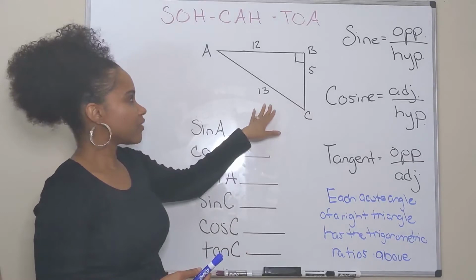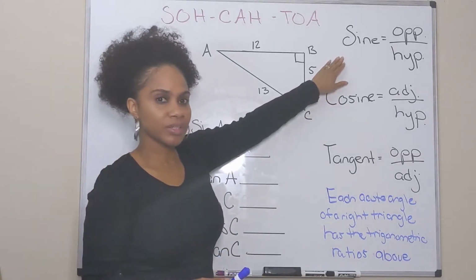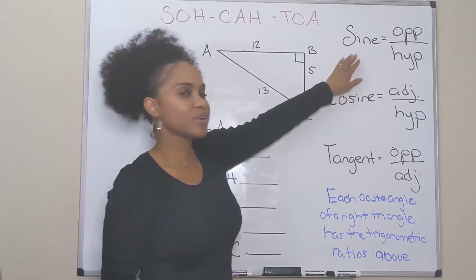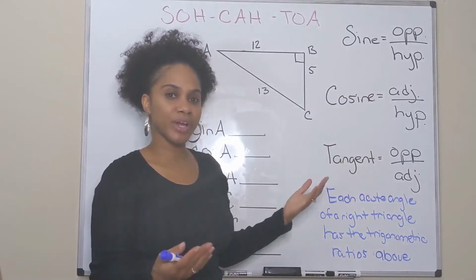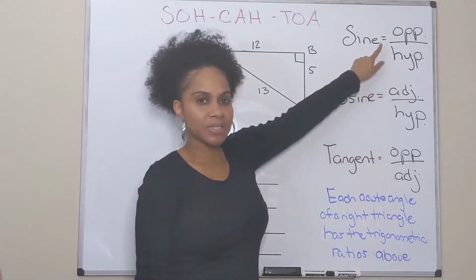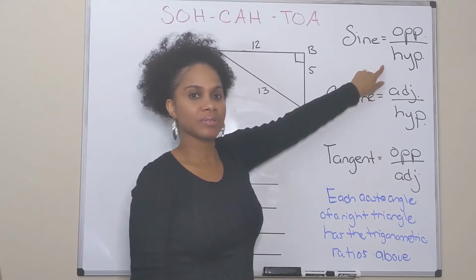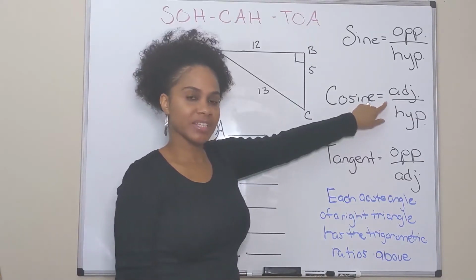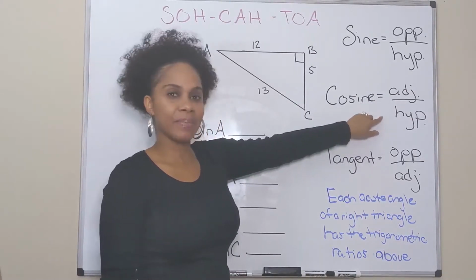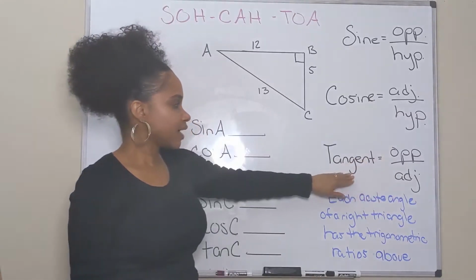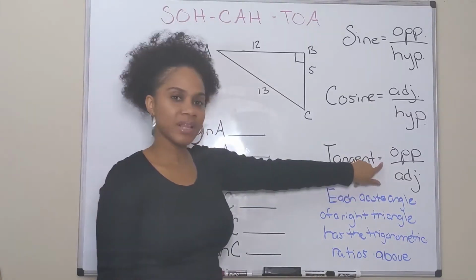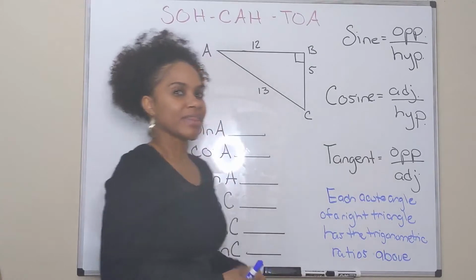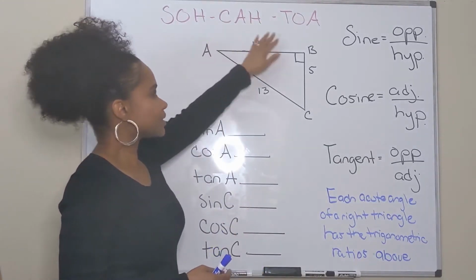Alright, so here we have a right triangle, and here are our trig ratios: sine, cosine, and tangent. So sine, if we're looking at an angle, the sine of that angle, or the ratio, would be the side that is opposite that angle over the hypotenuse of that triangle. Cosine would be the side that is adjacent to that particular angle over the hypotenuse of the triangle. And tangent would be the side that is opposite that angle over the adjacent side to that angle that we're looking at. The acronym that we normally use is right here.